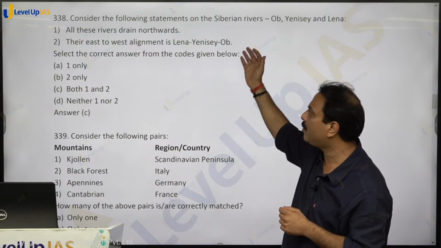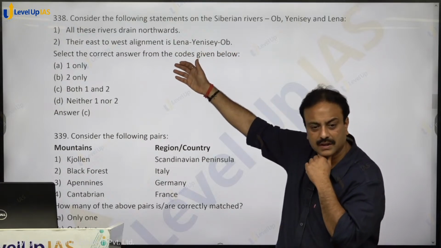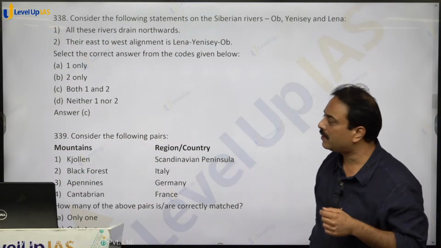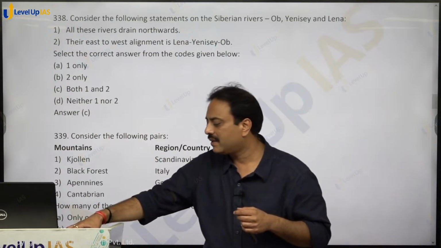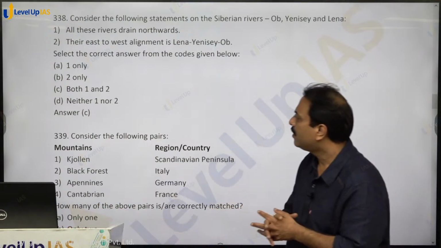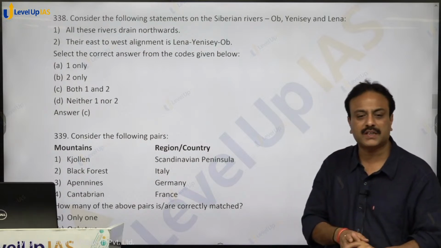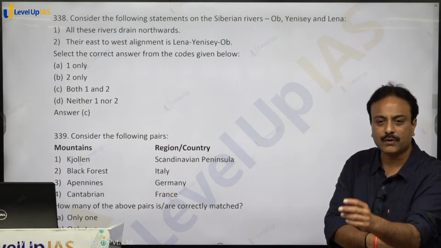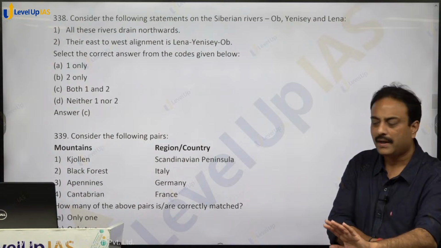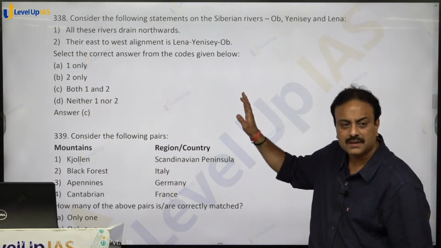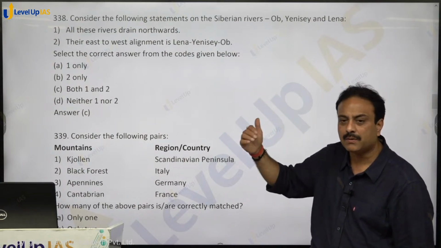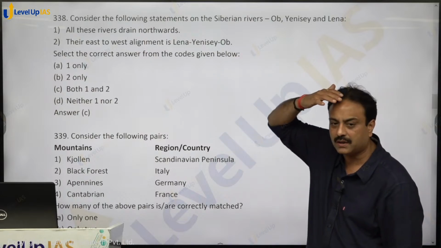West to east is Ob, Yenisei, Lena, right? So both the statements written over here are correct, that is 1 and 2, both the statements will be considered as correct. Are you getting my point, yes or no? Able to locate these rivers? Ob, Yenisei, Lena, starting from the central part of Siberia, draining northward, right?